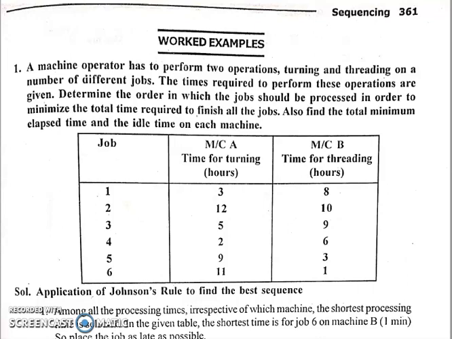Here is a first example. A machine operator has to perform two operations, turning and threading, on a number of different jobs. The time required to perform these operations are given. Determine the order in which the jobs should be processed in order to minimize the total time required to finish all the jobs. Also find the total minimum elapsed time and the idle time on each machine.